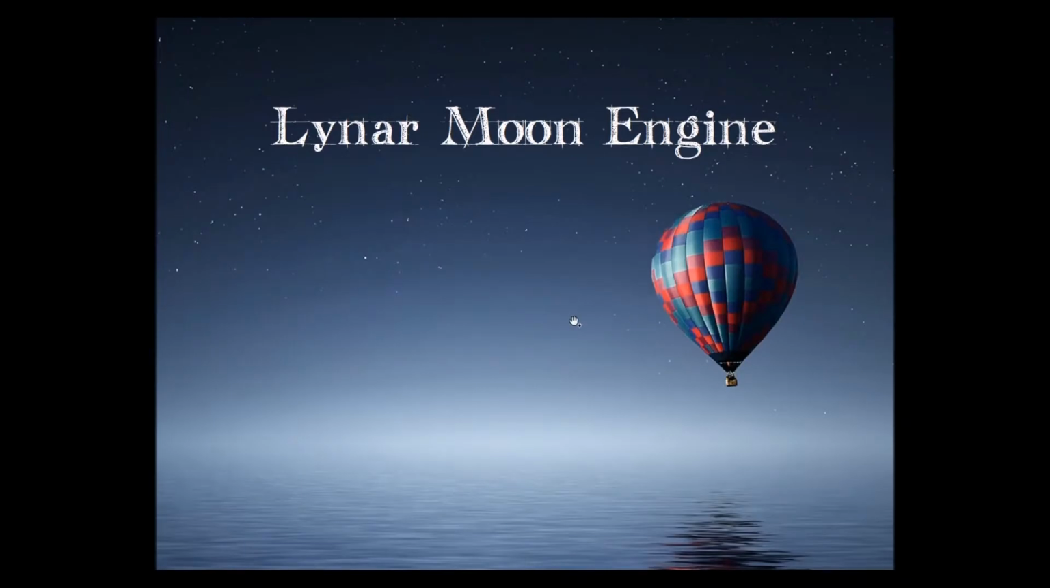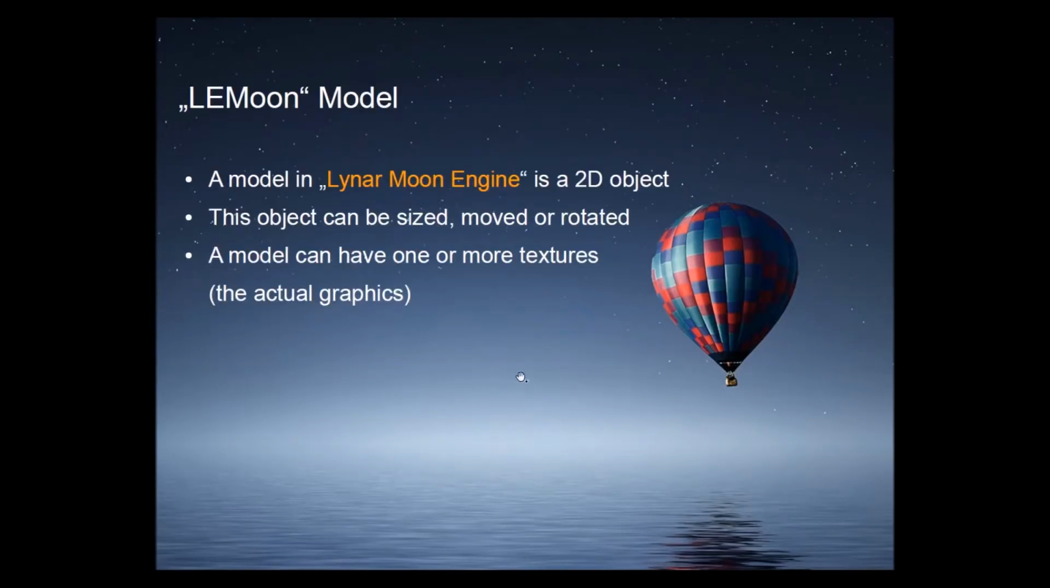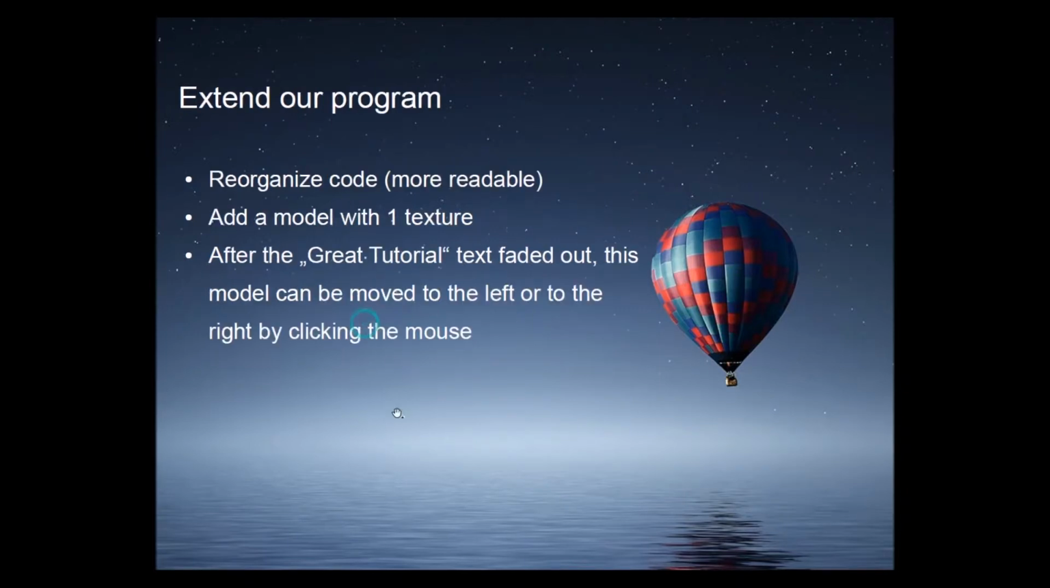In this video we will talk about models. A model in Lunar Moon Engine is a 2D object, and this object can be sized, moved or rotated, and the model can have one or more textures, which are the actual graphics.